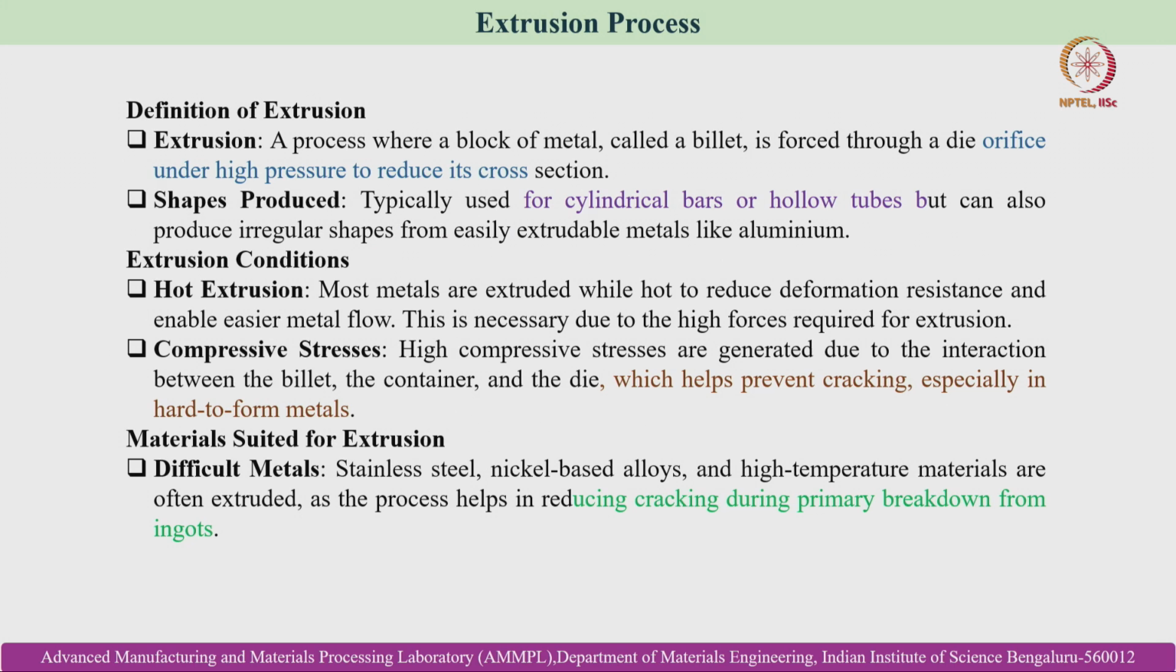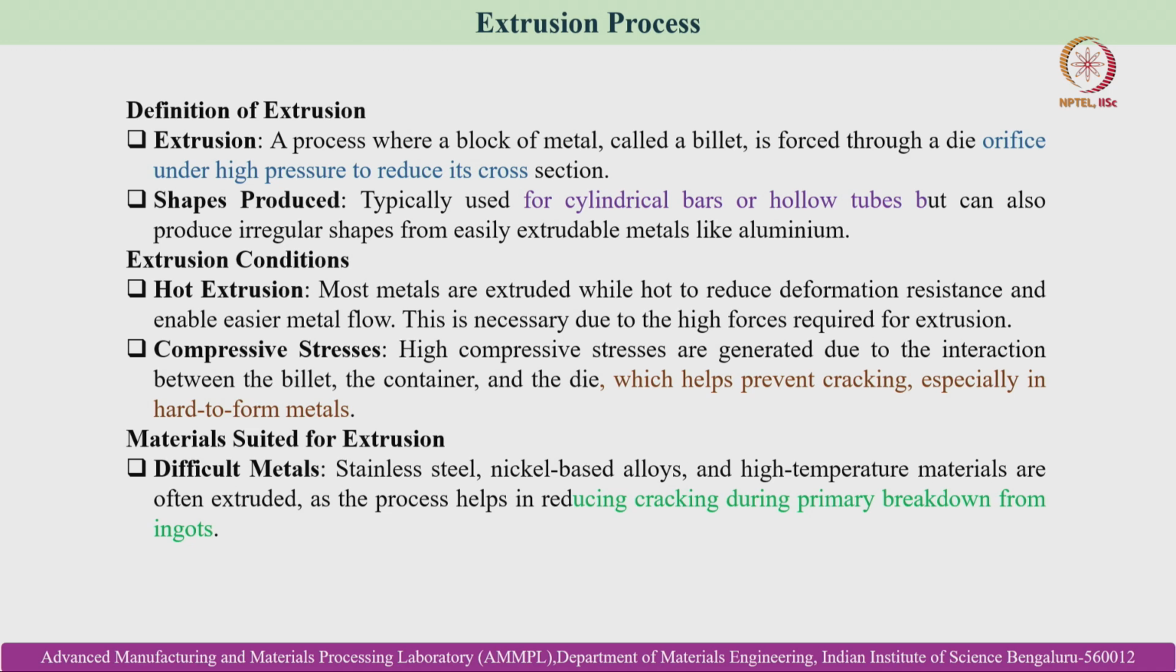So, we will move on to the extrusion process, which is also another key metal forming process. In case of extrusion, a process where a block of metal called a billet is forced through a die orifice under high pressure to reduce its cross section.